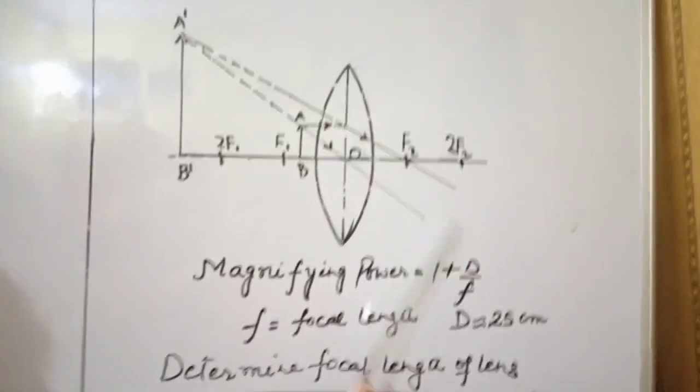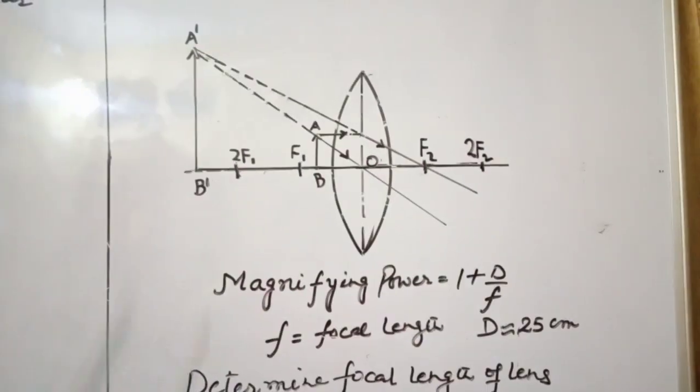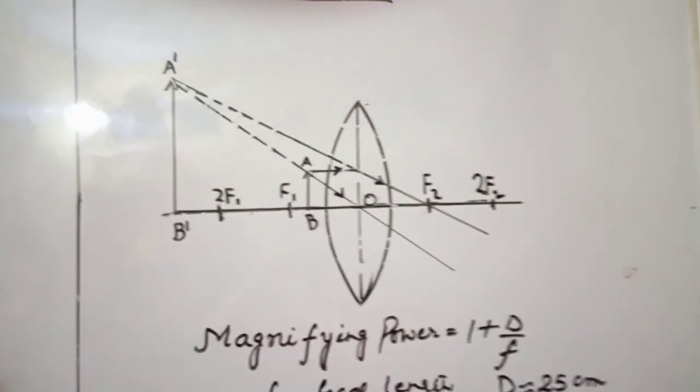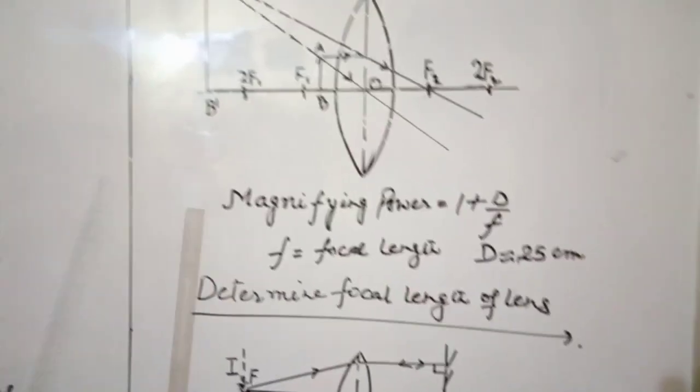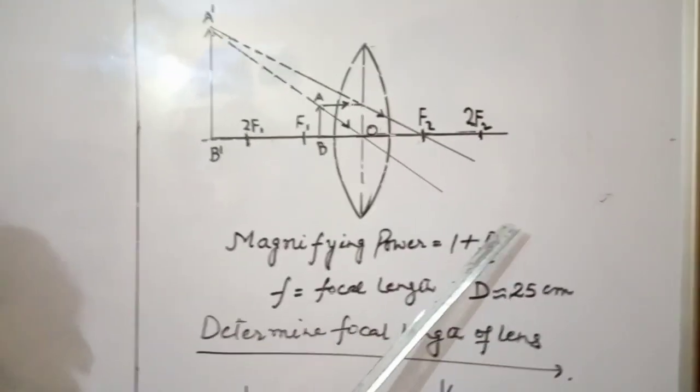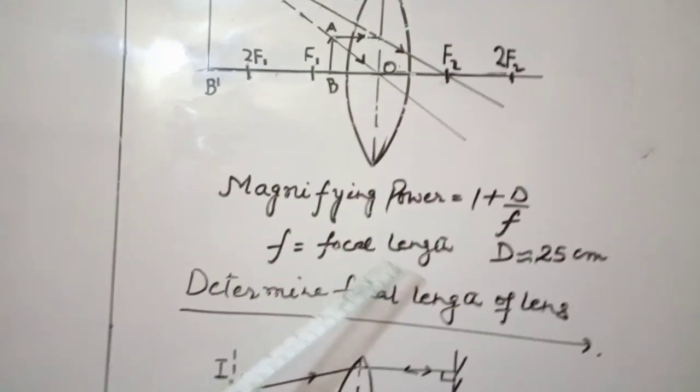When you extend it forward, it will not meet. Obviously, we will extend it at the back. So in that case, a virtual, erect and magnified image is formed. Next, on the basis of this, we will find out its magnifying power. For magnifying power, the formula is 1 plus D upon F. F, as you know, is the focal length.